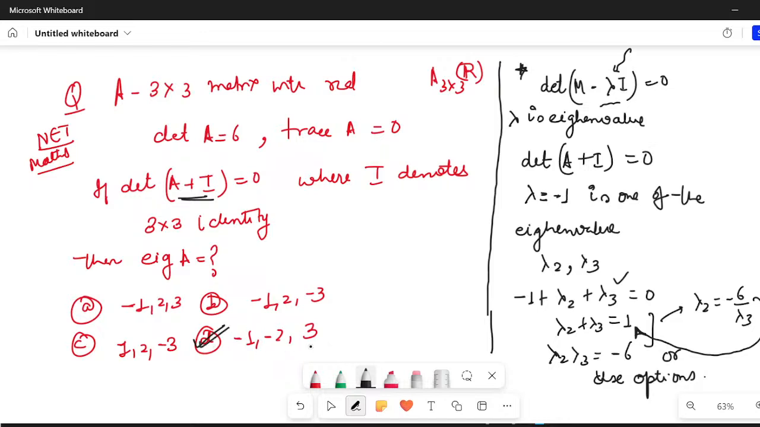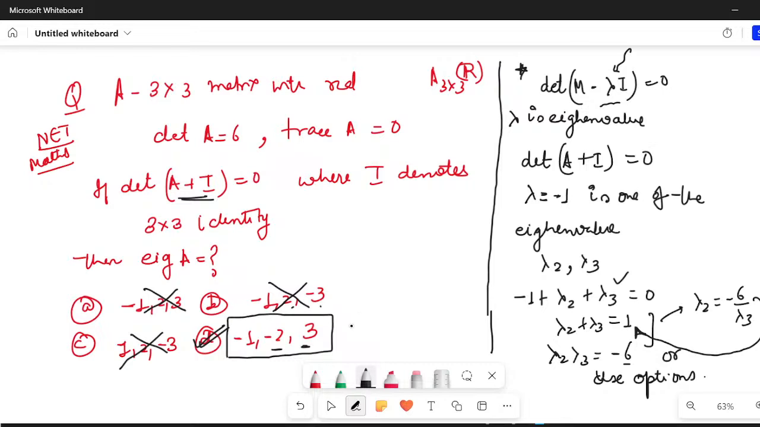See, minus 2 and 3 multiplied will give you minus 6, and lambda 2 plus lambda 3 will give you 1. In another option, lambda 2 plus lambda 3 will never give you the answer. Minus 1 cannot be the case. And lambda 2 plus lambda 3 is 5 here. It cannot be the case. So the answer should be minus 1, minus 2 and 3.